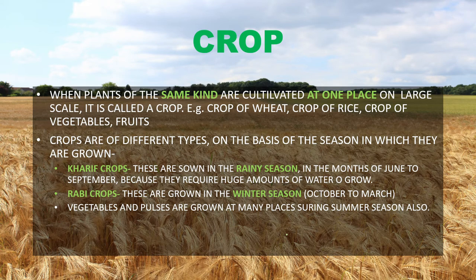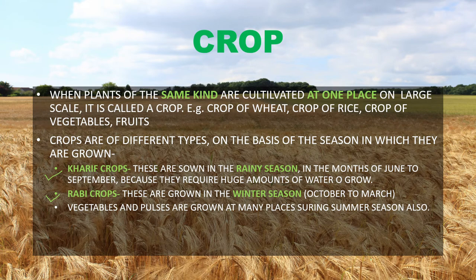Crops are of different types on the basis of the season in which they are grown. Kharif crops and Rabi crops. Kharif crops are sown in the rainy season in the months of June to September because they require huge amounts of water to grow. Rabi crops, on the other hand, are grown in the winter season between the months of October and March. Vegetables and pulses are also grown at many places during summer season. This you should remember, that paddy, maize and groundnut are Kharif crops and wheat, gram, pea, mustard etc. are Rabi crops.